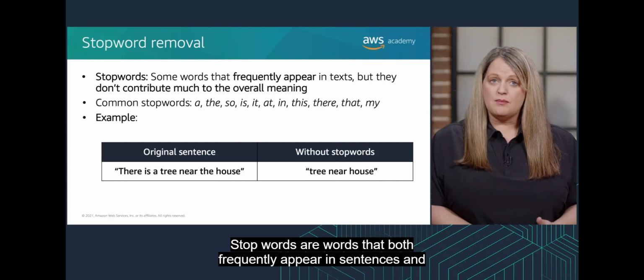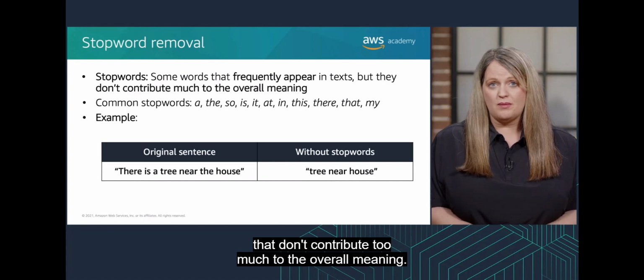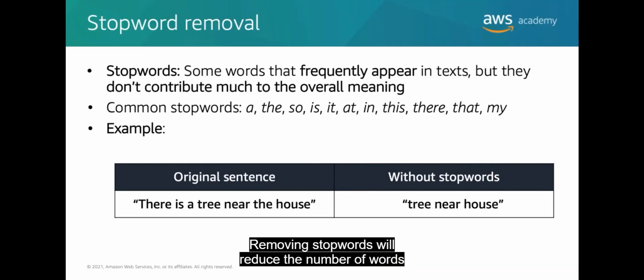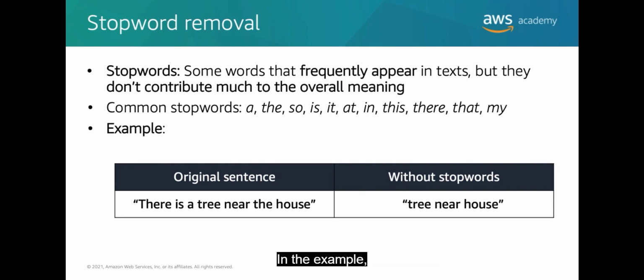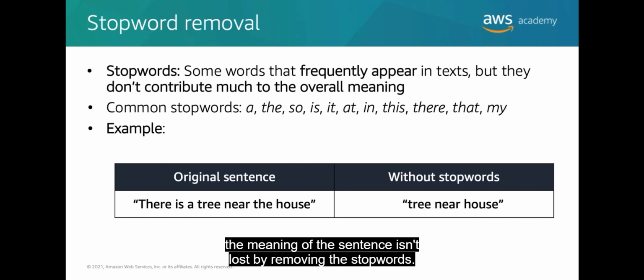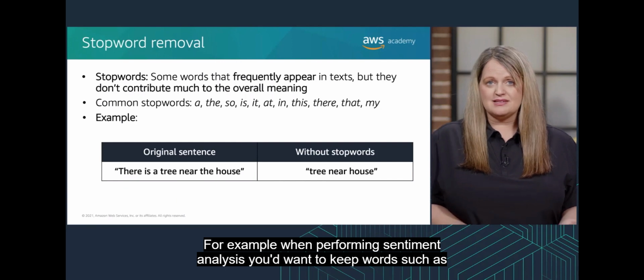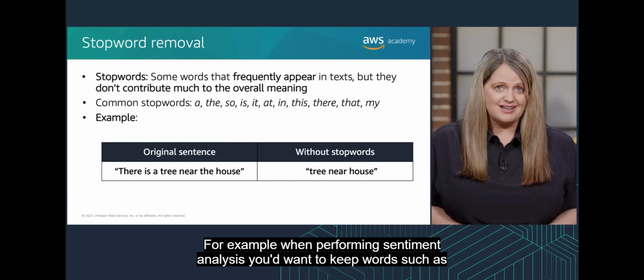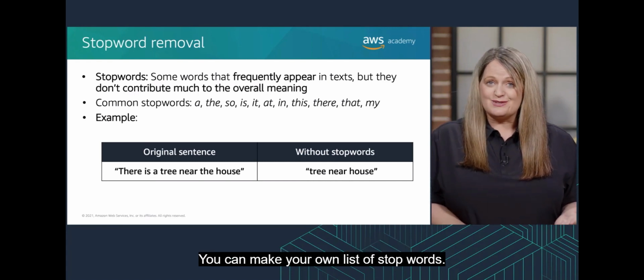Stop words are words that both frequently appear in sentences and that don't contribute too much to the overall meaning. Removing stop words will reduce the number of words that need to be converted to numbers for the machine learning algorithm to learn. In the example, the meaning of the sentence isn't lost by removing the stop words. Be careful not to remove stop words that are appropriate for the business problem you're trying to solve. For example, when performing sentiment analysis, you'd want to keep words such as "not," because they can change the sentiment of the sentence.